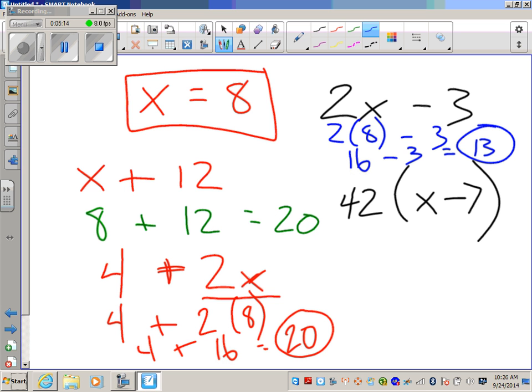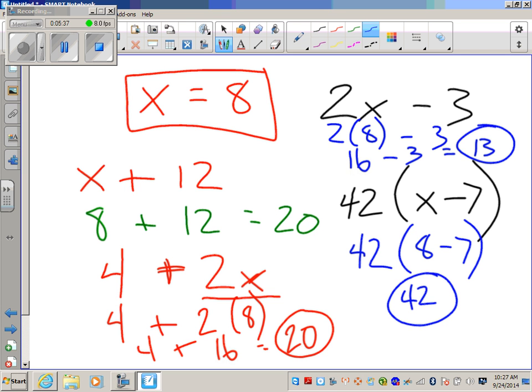Question? You want to do the next one? So Mariah, 42, what does it mean when it's slammed up right next to this parenthesis? Multiply. Don't sound so sure. Now, I'm not going to multiply yet until I know what I'm multiplying by. So 8 minus 7 is equal to 1. What's 42 times 1? 42. How many of you got 42? Okay.